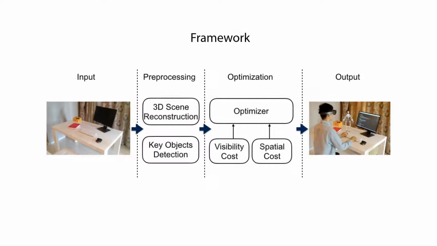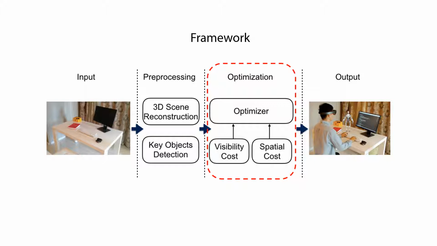Our approach contains two parts, pre-processing and optimization. In the pre-processing part, our approach reconstructs the 3D scene and implements detection to obtain the semantics of the scene, including what and where the objects are. In the optimization part, our approach optimizes the location and orientation of the virtual agent iteratively.